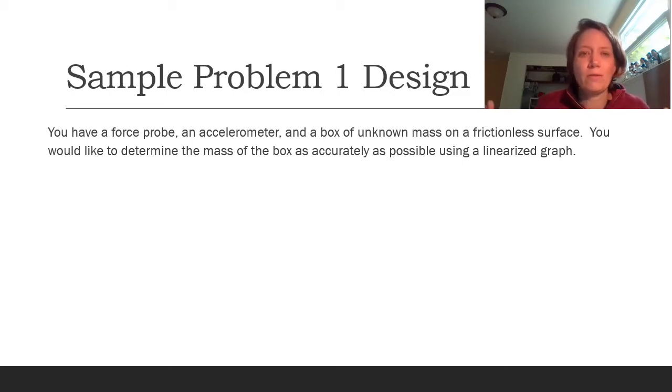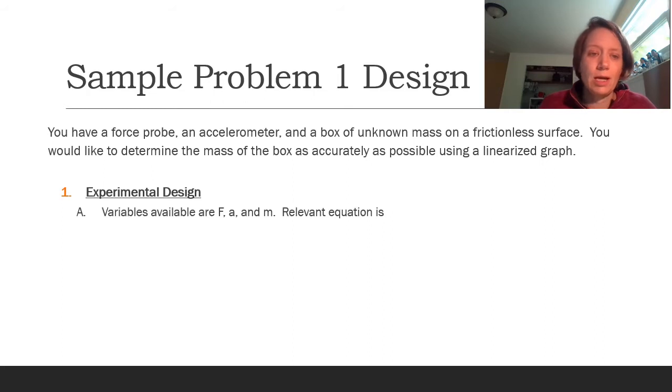So you can probably think of lots of ways to find the mass. You could just weigh it on that force probe. But the question specifically tells you to use a linearized graph, which means you're stuck going through this whole big procedure, creating a graph, even though you might think you have a faster way to do it. And the reason we do it with the graph is because the graph actually gives us a much more accurate, precise solution than just picking a couple data points would.